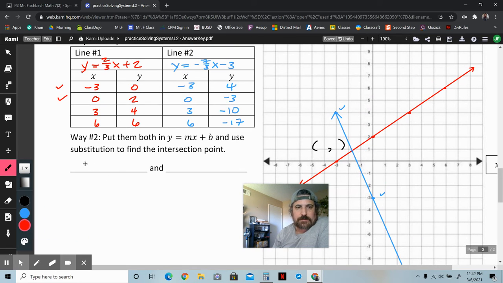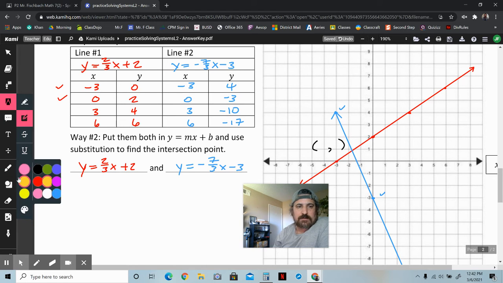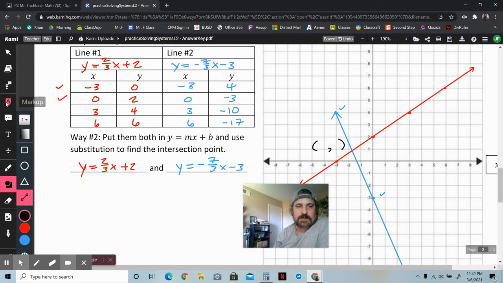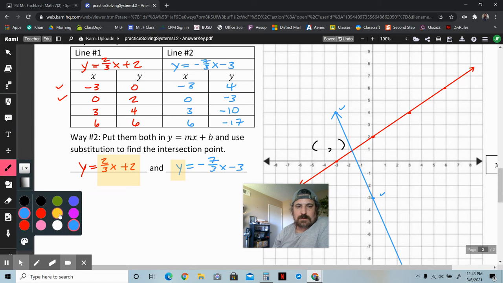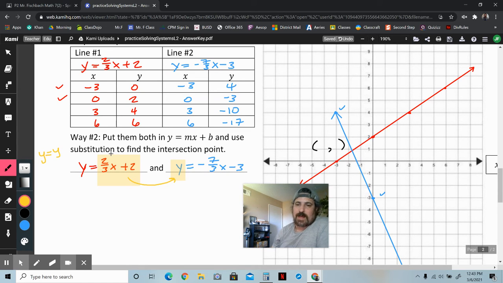So we got our slope-intercept form for way number 2. We're going to do substitution. So we know that y is equal to 2/3 x plus 2. And the other one is y is equal to -7/3 x minus 3. You're going to take the value of y from one and substitute into the other. So we're going to say that 2/3 x plus 2 is going to replace y in the other equation. This is called substitution. Basically, what you're doing is you're setting the y values equal. So you're basically saying, all right, y equals y, and this will give you the x location of where the y's are the same.